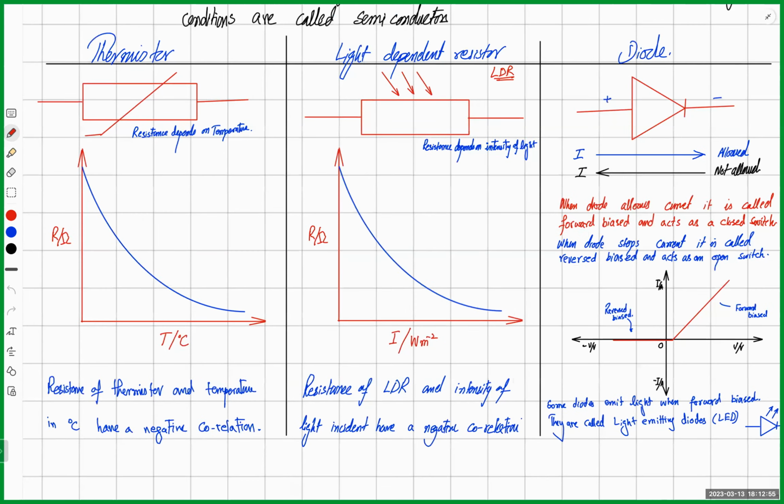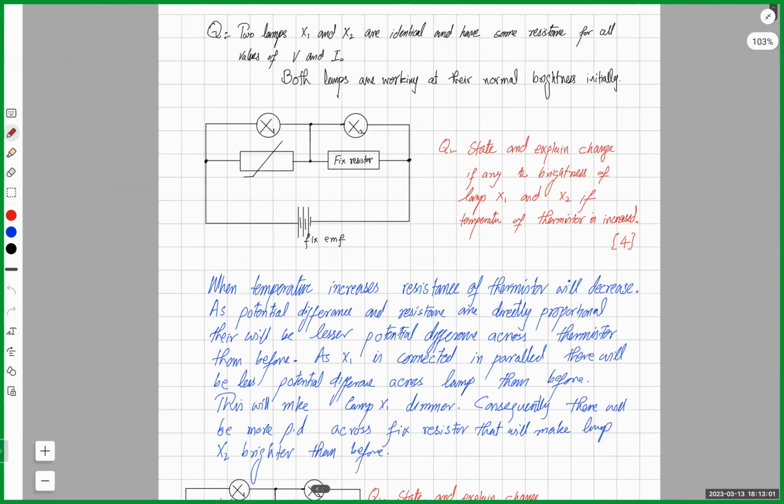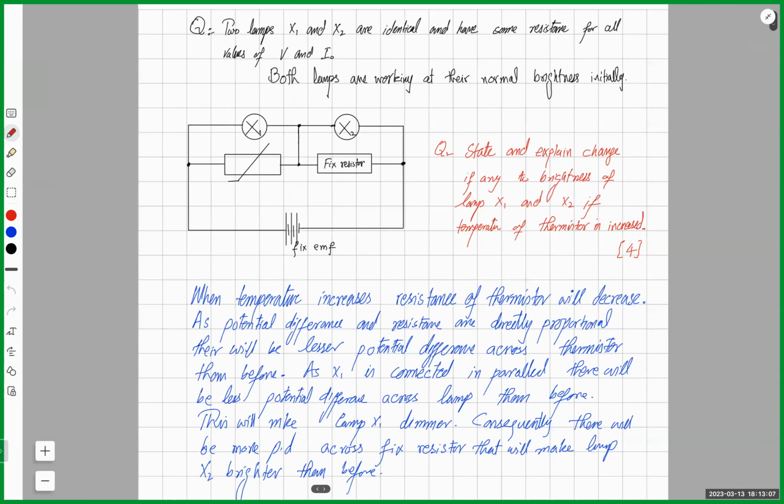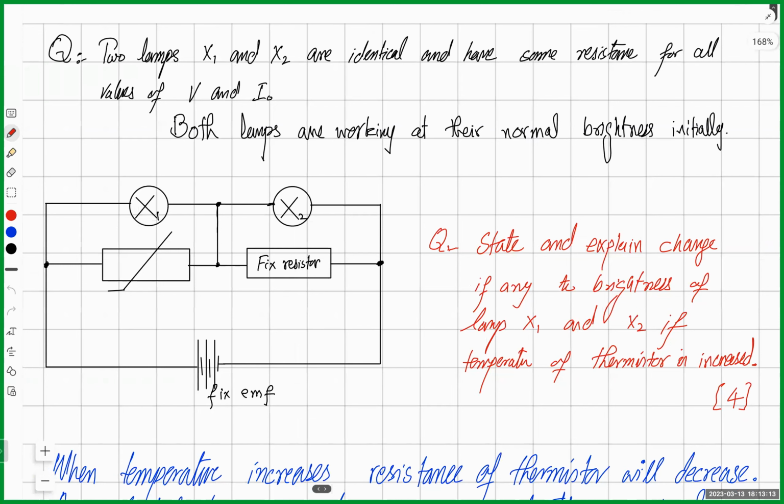Okay. I hope you remember these kinds of questions. But previously we were doing them with a manual variable resistor. This time we are doing it with a thermistor. Read the question carefully. State and explain changes, if any, to the brightness of lamp X1 and X2 if the temperature of the thermistor is increased. What will happen to the brightness of lamp X and lamp Y, or X1 and X2, when we increase the temperature?